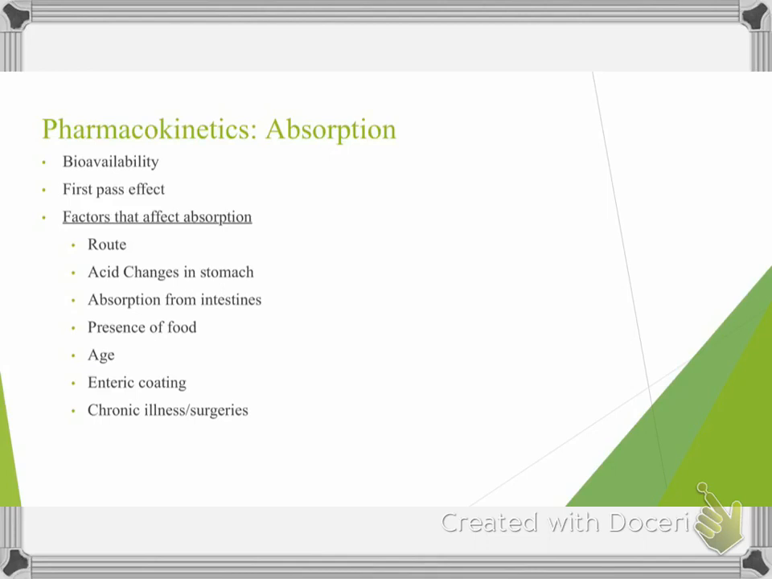The presence of food. The presence of food changes the pH of your stomach. So that's going to change the absorption rate of certain medications. Age. Children have immature kidneys and livers. So they're going to metabolize it slower. Their kidneys are going to excrete it more readily because actually their immature kidneys won't dilute the medication.